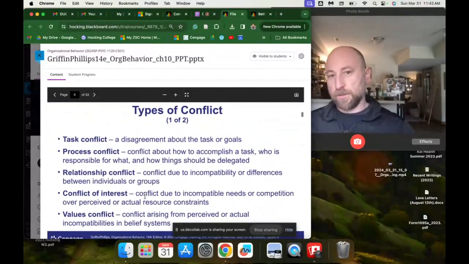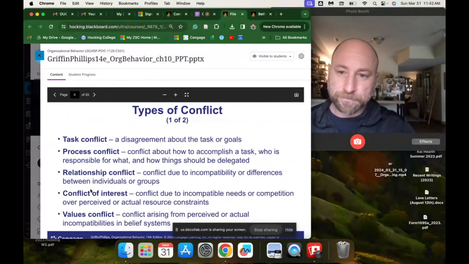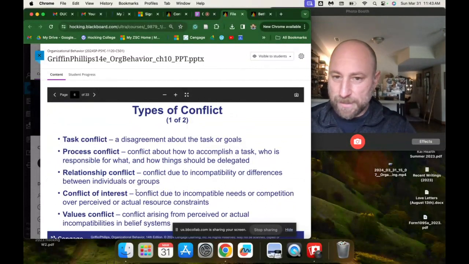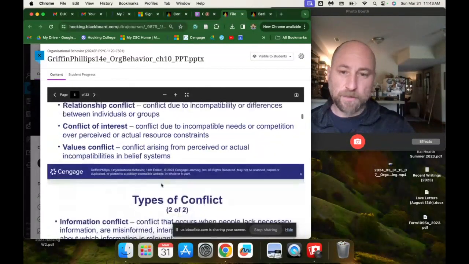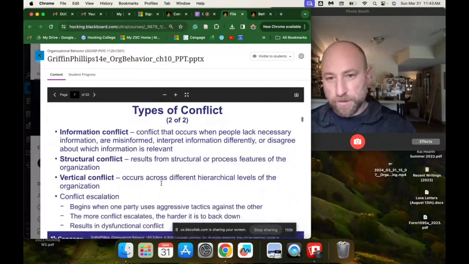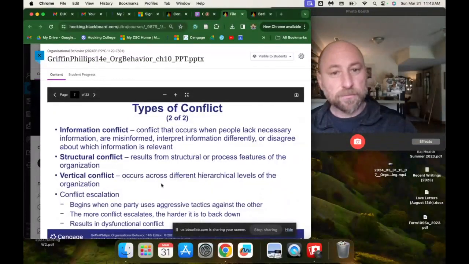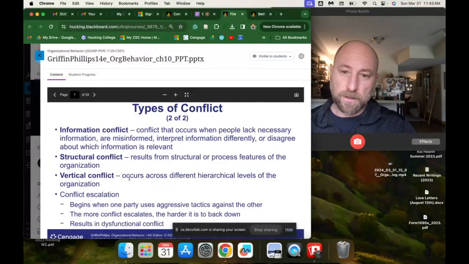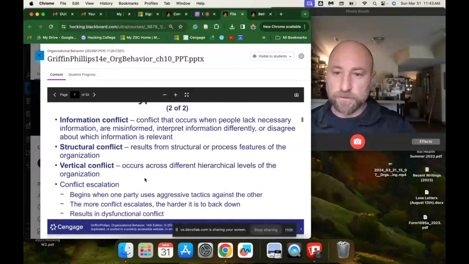Okay, another sort of delineation, typology of conflicts. Conflicts can come from task, process, relationship, conflict of interest, or values conflict. So just a slightly different grouping or organizing or way of thinking about different types of conflict. Informational conflict, another. Conflict occurs when people lack necessary information or are misinformed. Structural conflict results from structural processes or features of the organization. Vertical conflict occurs across different hierarchical levels of the organization.